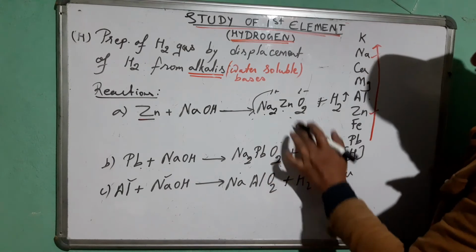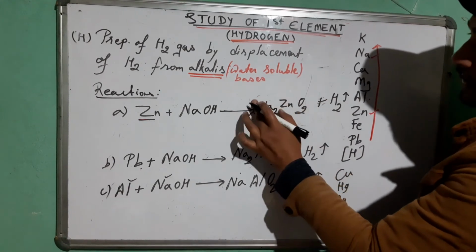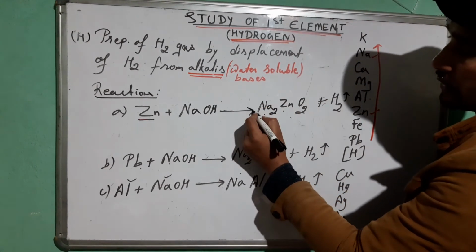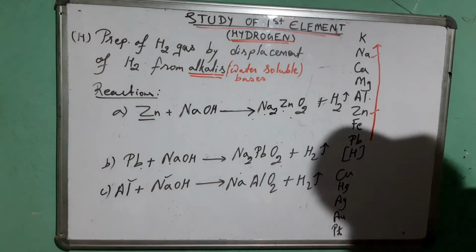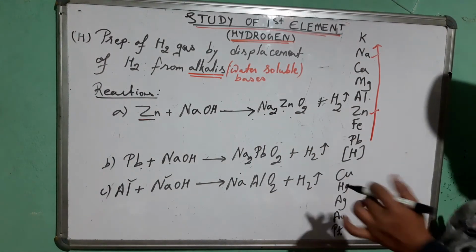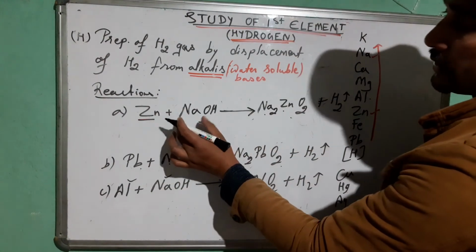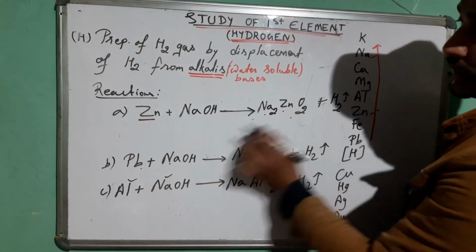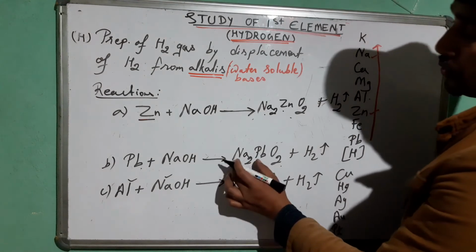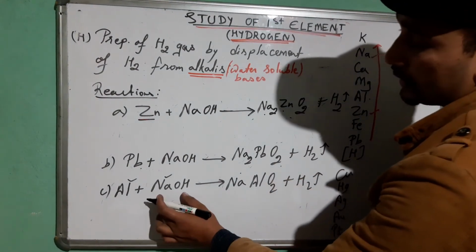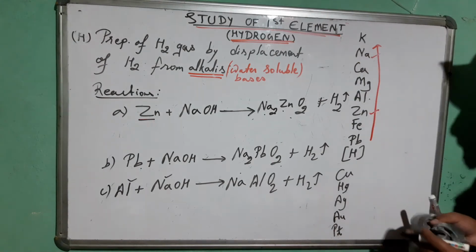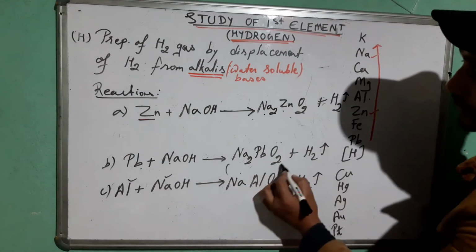This type of thing you have done in the study of compounds, in the first and second chapter itself. So remember this: zinc plus NaOH forms sodium zincate plus hydrogen gas. Pb plus NaOH forms sodium plumbate plus H2 gas. Aluminum plus NaOH forms sodium aluminate plus H2 gas. Write the names of these compounds also.